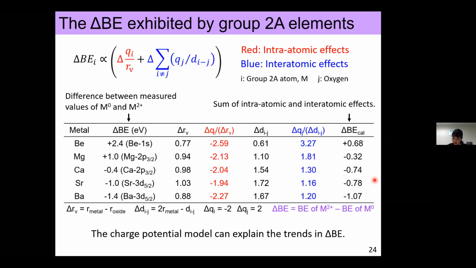One thing, I made a mistake in your material, so please correct it. The definition of delta BE is binding energy of oxide state minus binding energy of metal state. So when you compare the measured delta BE and calculated delta BE, you can say that the charge potential model can explain the trend in delta BE.